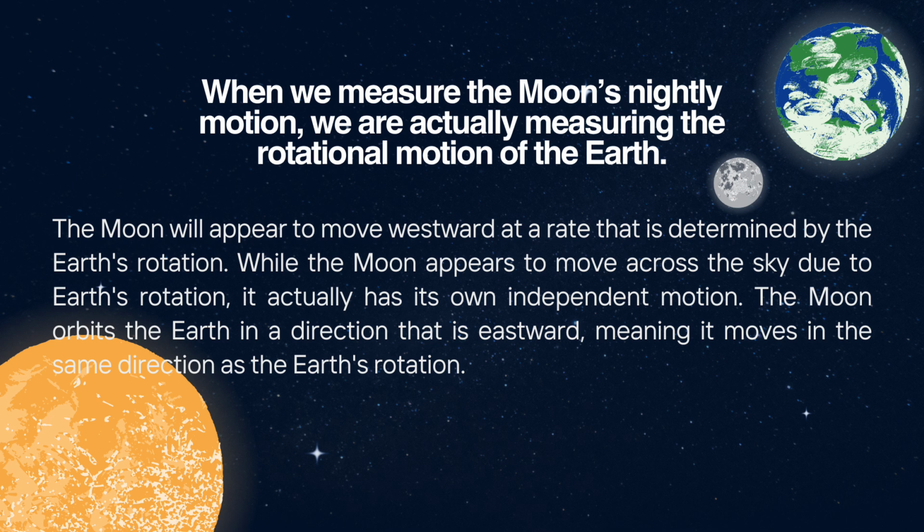While the moon appears to move across the sky due to Earth's rotation, it actually has its own independent motion. The moon orbits the Earth in a direction that is eastward, meaning it moves in the same direction as the Earth's rotation. However, this motion is much slower than the Earth's rotation, so we don't perceive it directly.